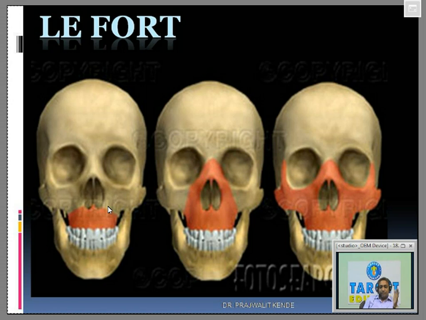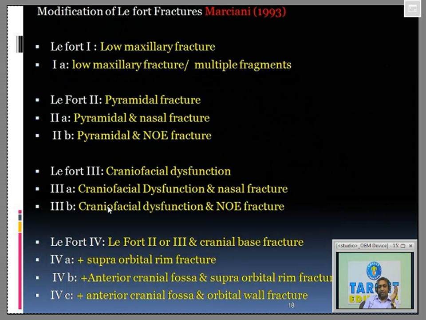So as you have understood till here, we can go ahead with these three fracture lines. One by one I am going to talk about these three fracture lines, but before coming to that, please note this. This is a newer classification which was given by Marciani in 1993. It is a modified classification of Le Fort. Here Le Fort 1 fracture is here, Le Fort 2 fracture is here, Le Fort 3 fracture is here, but one more fracture line is added, which is called Le Fort 4 fracture.